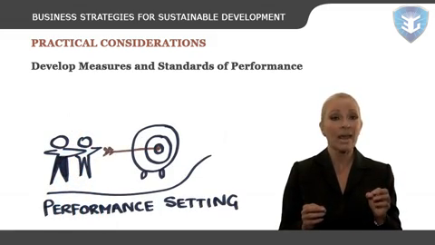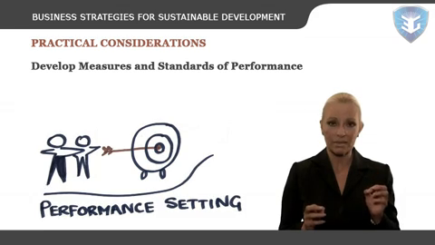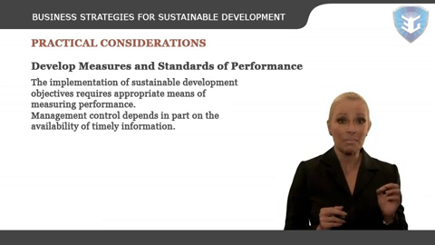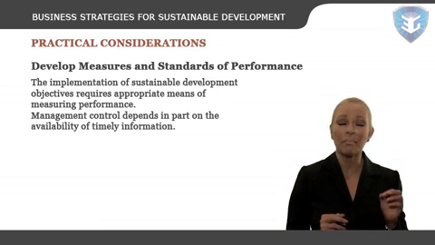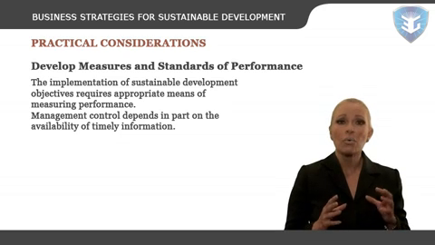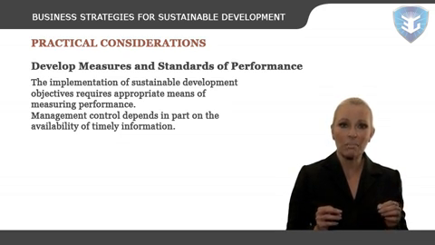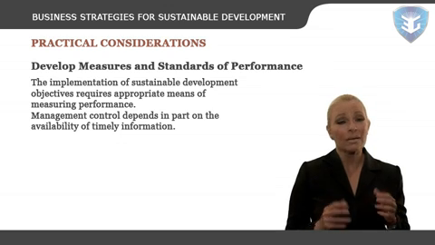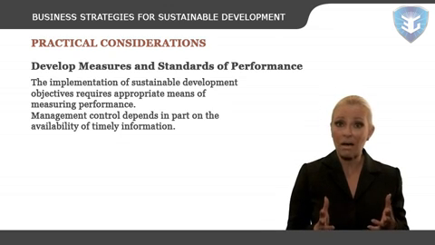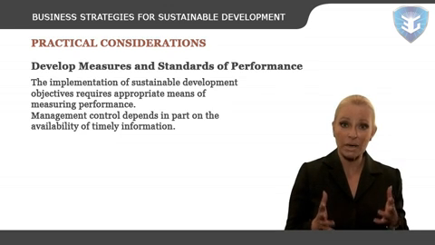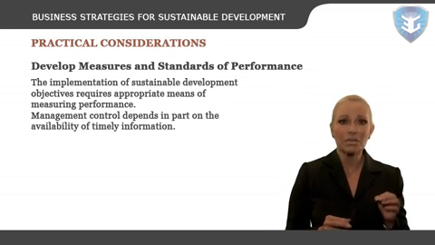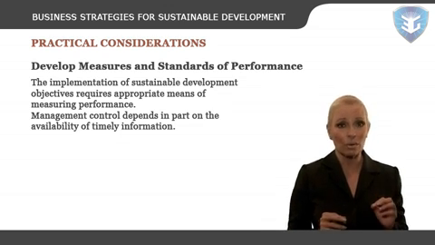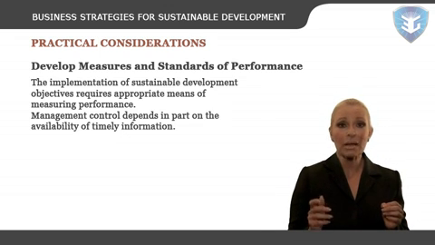Develop measures and standards of performance. The implementation of sustainable development objectives and the preparation of meaningful reports on performance requires appropriate means of measuring performance. Management control, as well as external reporting, depends in part on the availability of timely information about company operations. This is needed in order to allow management to assess performance against external and internal performance standards using appropriate performance measures.